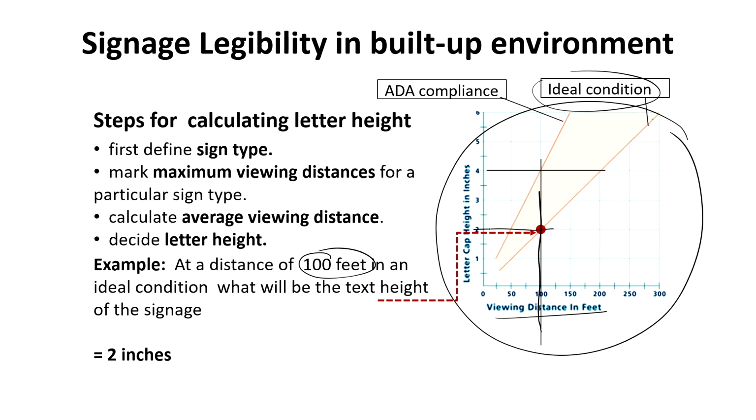Whereas if I want to design signage specifically for an accessible building, suppose an accessible school, then we have to go for ADA compliance. Suppose I am standing at 150 feet, what should be my text height? Going this way, yes, 6 inches. So, I have to make the signage with 6 inches letter height.